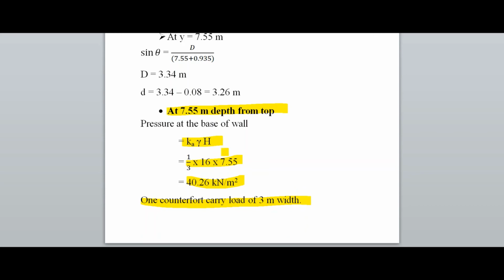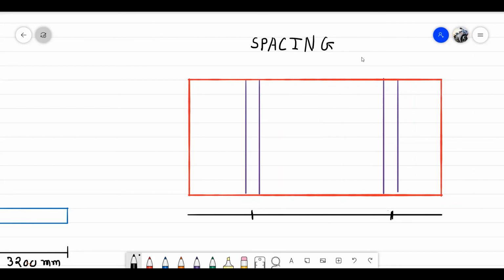How does this value come out? How does this length come out? A 3 meter width of load is carried by a counterfort. How? Students, do you remember the spacing of the counterfort when we finalized the dimensions of the retaining wall? At that time we gave the spacing of the counterfort as 3 meter, the spacing between two counterforts is 3 meter.